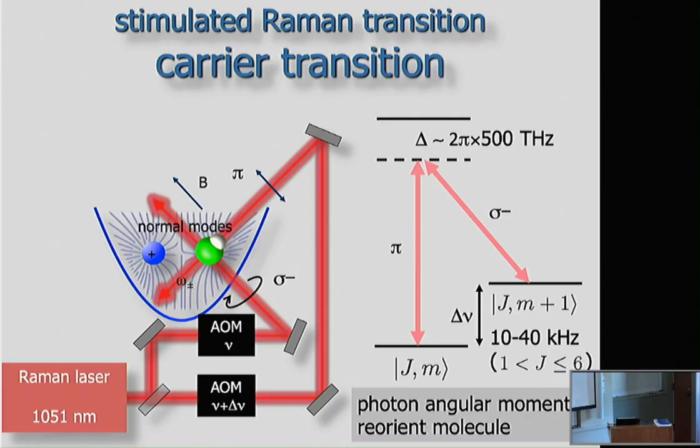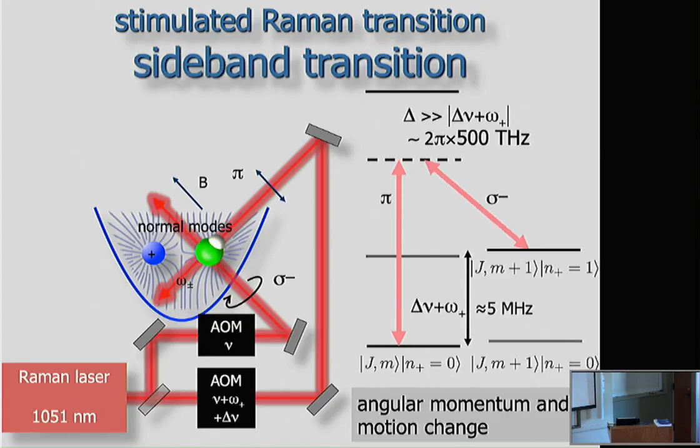However, making such a transition wouldn't tell us anything, because we have no sign of that transition happening that we could pick up with our logic line. So we have to do a sideband transition. And the sideband energy difference is on the order of 5 megahertz. That's just the normal mode frequency in this trap, the stretch mode or near stretch mode. So that's about 5 megahertz. So it's a lot more than the internal energy.